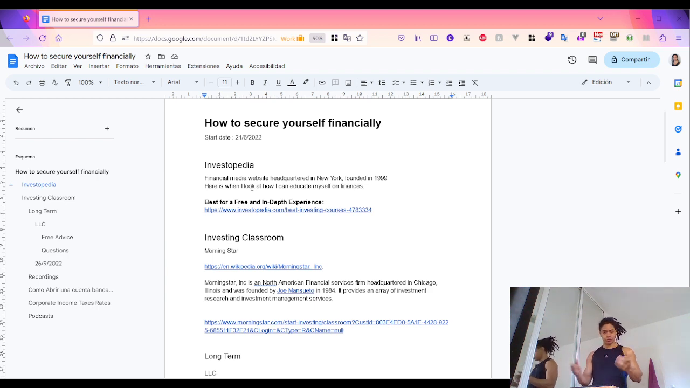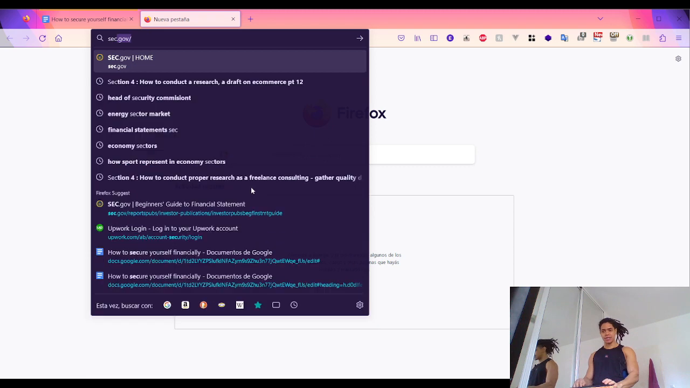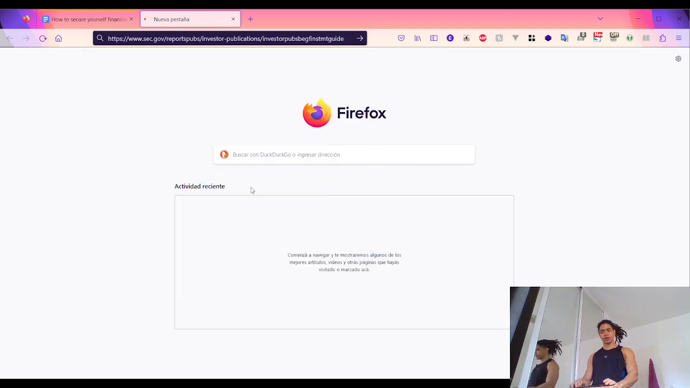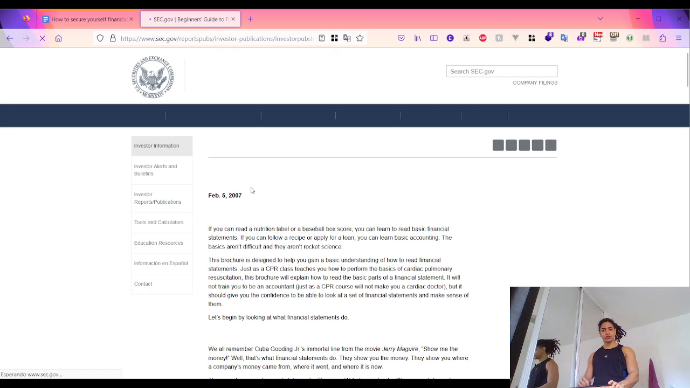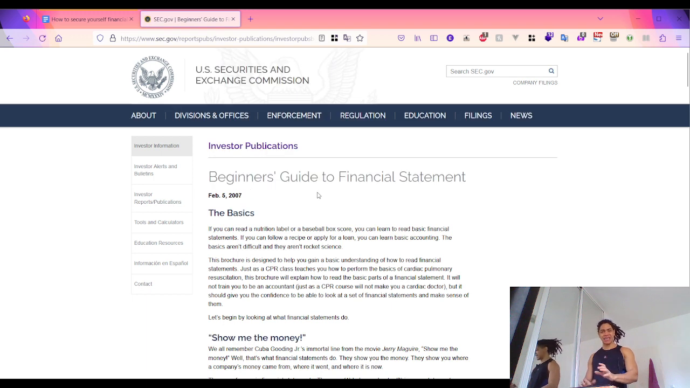So here what I'm doing is looking at the set.gov, specifically the section on the beginner guide to financial statements. So the TLDR is: financial statements, after all, show you the money, from the Cuba Gooding Jr. immortal lines, "Show me the money," from the Jerry Maguire movie. That's what financial statements do. They show you the money, and there are four types of them.